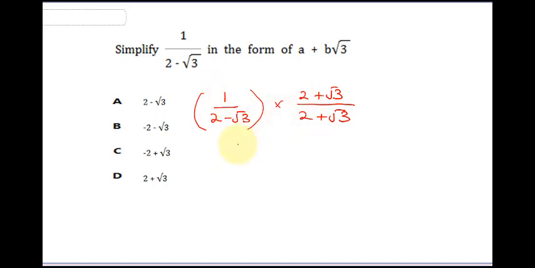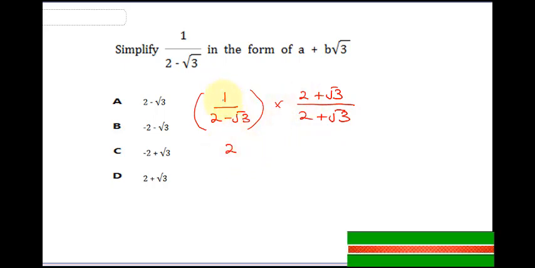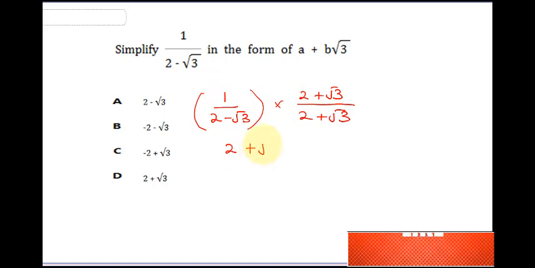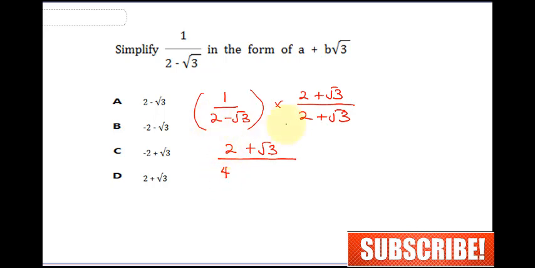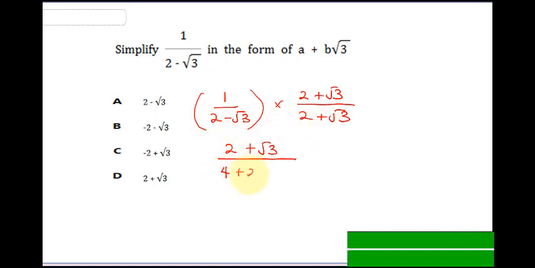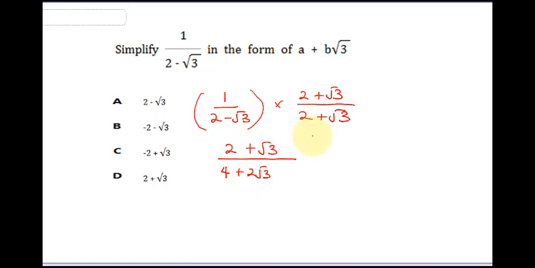So, now 1 times 2 is going to give us 2. 1 times plus root 3 will give us plus root 3. And that is for the numerator. Now, the denominator, 2 times 2, we're going to get 4. 2 times plus root 3 will get 2 root 3. Now, we'll get minus root 3 times 2, we have a minus 2 root 3 all over. Then we have minus root 3 times plus root 3, we're going to have minus 3. Because when root 3 times root 3, you're going to get 9, and square root of 9 is 3.